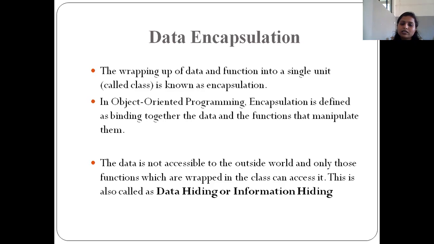The data is not accessible to the outside world, and only those functions that are wrapped in the class can access it. This is also called data hiding or information hiding. Whichever members we have wrapped in the class we can access, but outside the class the data is not accessible. So this technique is called data hiding or information hiding.